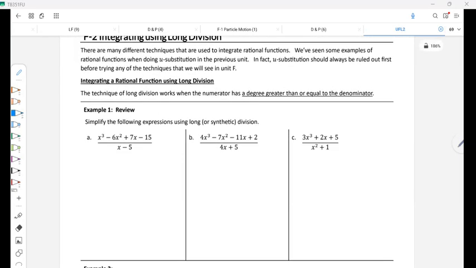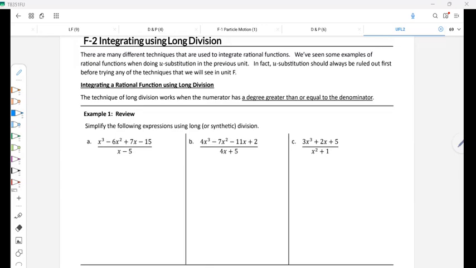F2 and F3 are the same topic in the AP curriculum. So I'm taking 3 days to do one topic from the AP curriculum. Like I was saying before I hit record, one of the things you'll have to do is look at the thing you're integrating and decide which of the things we've learned works.